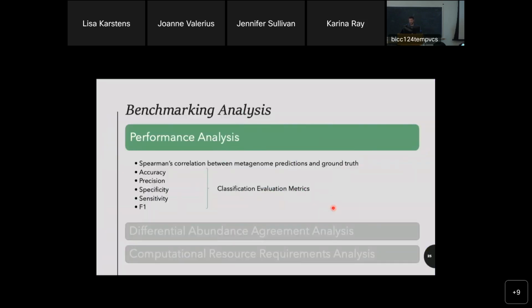So let's start with performance analysis. Performance analysis consisted of calculating 6 different metrics, the first being Spearman's correlation, which evaluates the association between predictions and the ground truth, which are metagenome profiles. Here, Spearman's correlation was used as opposed to Pearson's correlation, since we're dealing with a nonlinear monotonic relationship between 2 non-parametric vectors. All but Spearman's correlation are actually classification evaluation metrics that were applied to this investigation. I'll go into more detail about how these were calculated in the next couple slides.